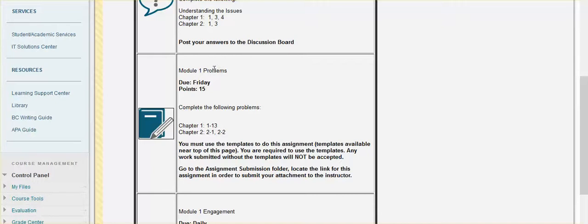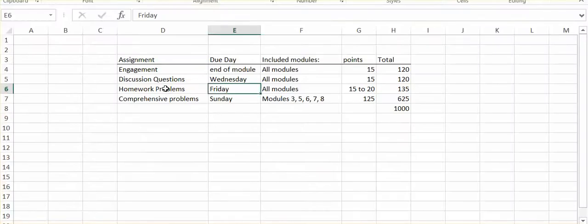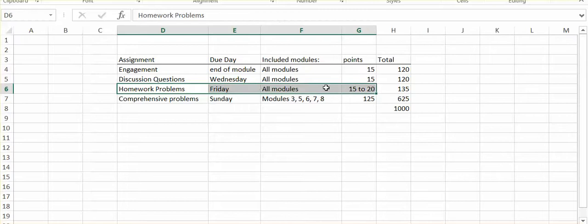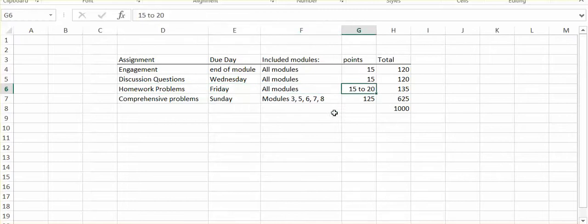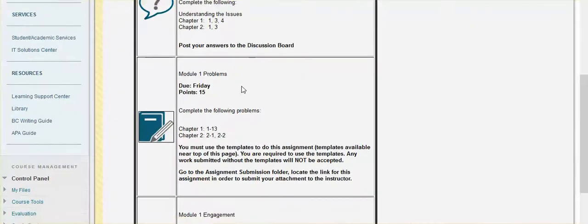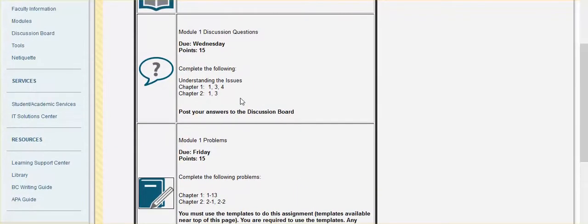Then you have a set of problems, and they're going to be listed here. Hold on one second. So those questions, they're listed here, are due on Friday, and they're worth 15 to 20 points depending on the week, a total of 135 for the entire course. Now let's go back one more time. Sorry if I keep switching you back and forth, but it makes it easier to explain.